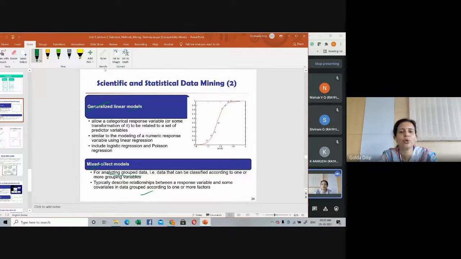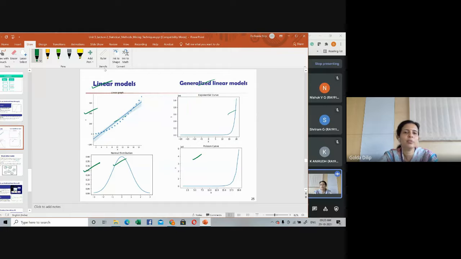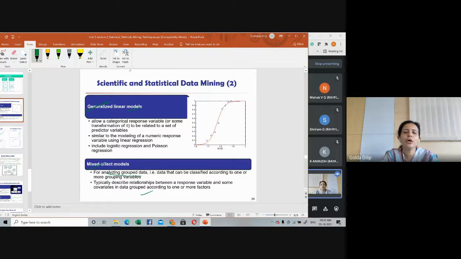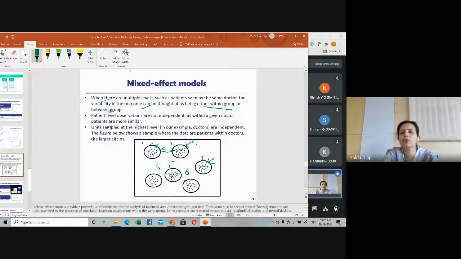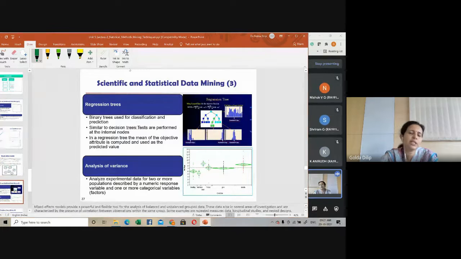I hope you've understood what a generalized linear model is. I tried to help you understand the difference between a linear model and a generalized linear model. Then we looked into the mixed effect model for analyzing grouped data, with the patient-doctor example. Next are the regression trees.